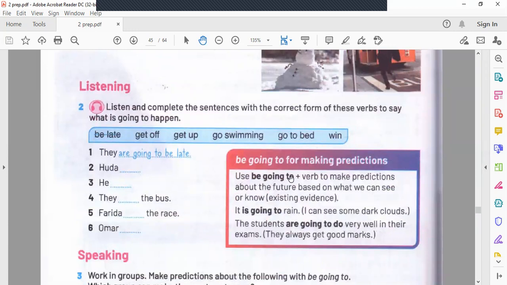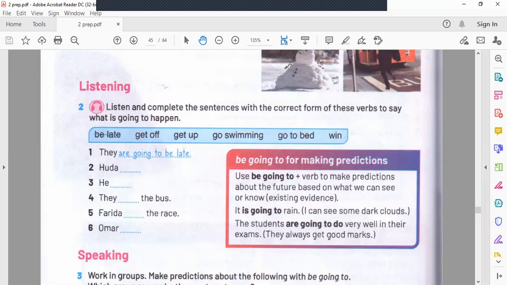We use be going to plus verb to make predictions about the future based on what we can see. So we need evidence. When I say the sky is cloudy, it's going to rain. The man is driving too fast, he's going to have an accident, and so on. So we must have existing evidence. It's going to rain, I can see some dark clouds. The students are going to do very well in their exams. They always get good marks.